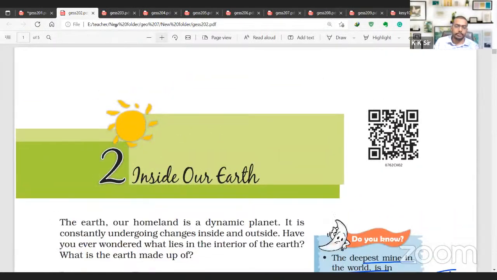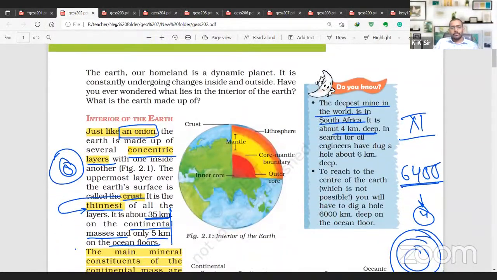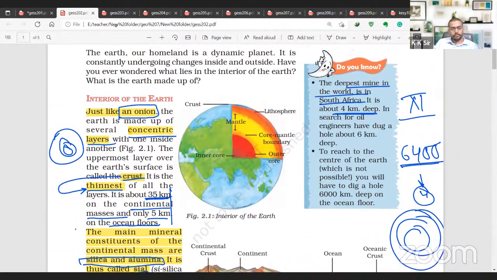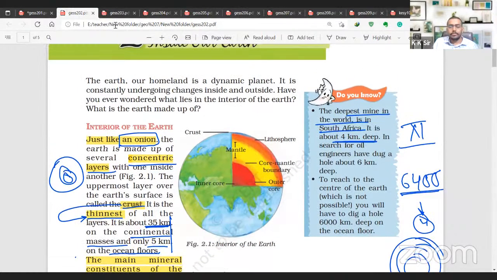Inside our earth. So important topic. So earth is just like an onion. You peel one layer and you get another layer. You peel other layer, you get one more layer. But we cannot go inside the earth and look कि क्या है इसके अंदर. The deepest mine that we have created is just 4 kilometers deep.